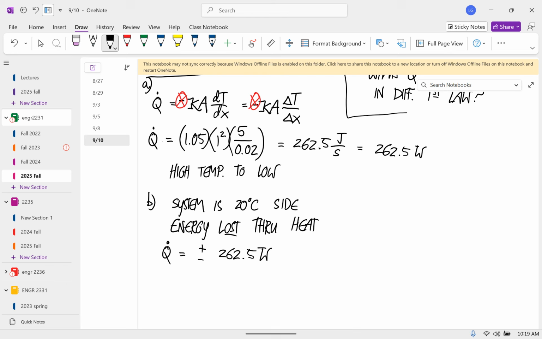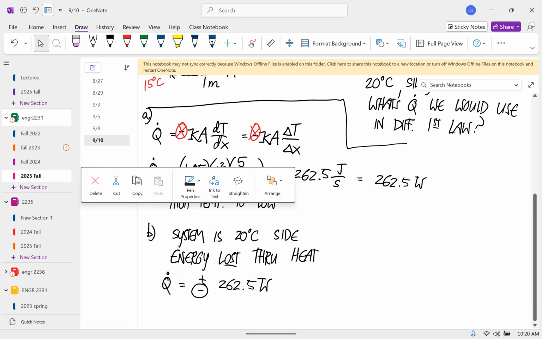50-50 chance it's minus. So remember that Q and Q dot are positive if energy is coming into your system, like it is in a heat engine, and it's negative if energy is being lost to your system. How to know if we're gaining or losing? Well, you just have to think about the direction.